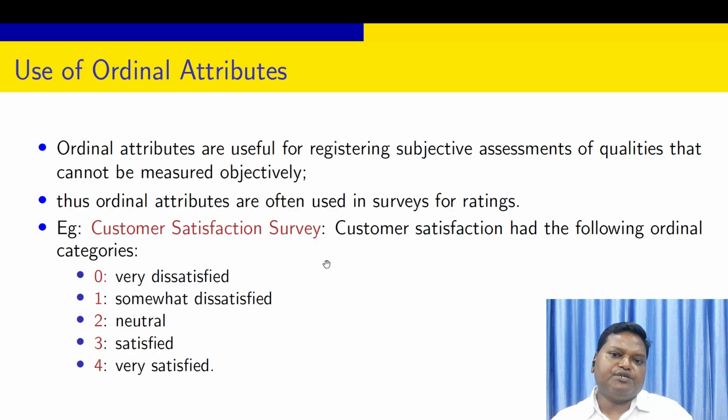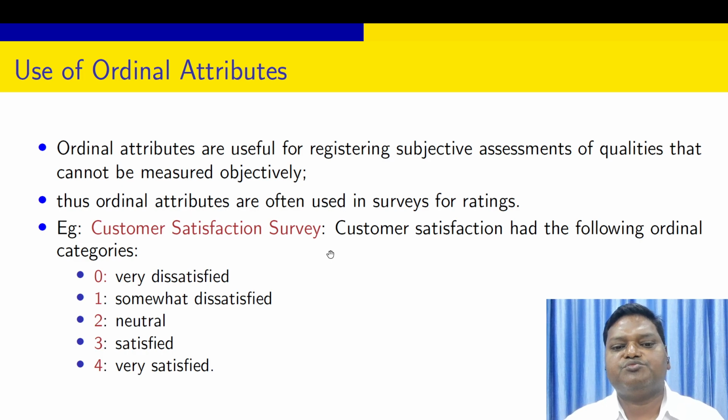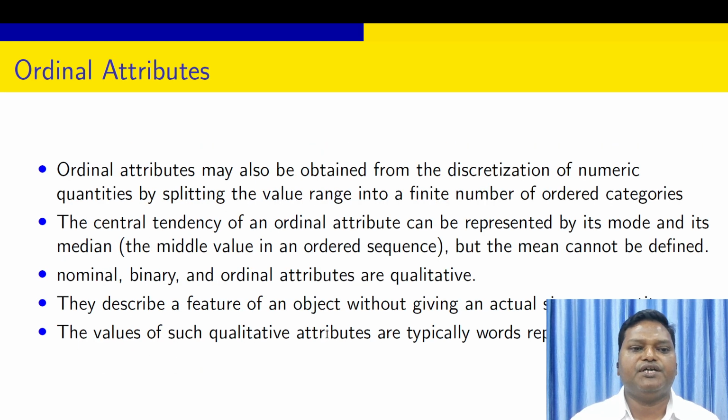Generally, these ordinal attributes are used in customer service satisfaction or review ratings, 0 very dissatisfied, 4 very satisfied, something like that. Whenever you go to any restaurant or movie, the people ask you to give feedback on a scale of 0 to 4 or 0 to 5 or 0 to 10. So these are ordinal attributes where there is some order of the attribute.